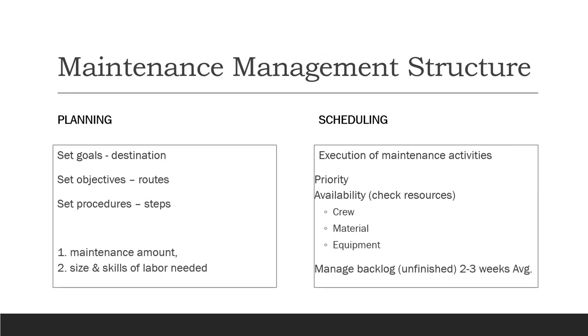Okay, so maintenance management structure. Maintenance is again all about planning, then scheduling. That's going into the management structure. In planning, you set the goals, so we know the destination. You set the objective, which is kind of like the goals. Then you set the procedure: what kind of steps do you take on this route to get to that destination? What kind of procedure do you do in this objective to reach that goal?